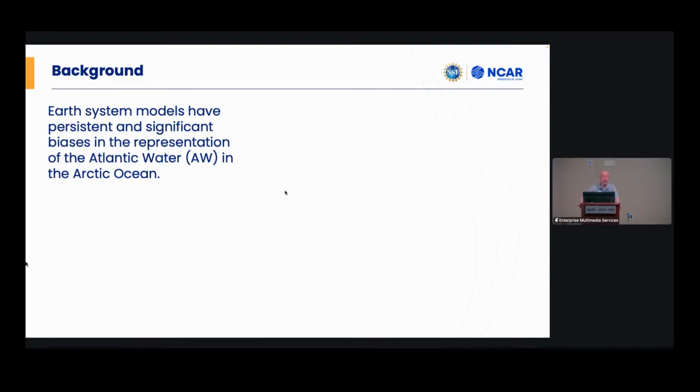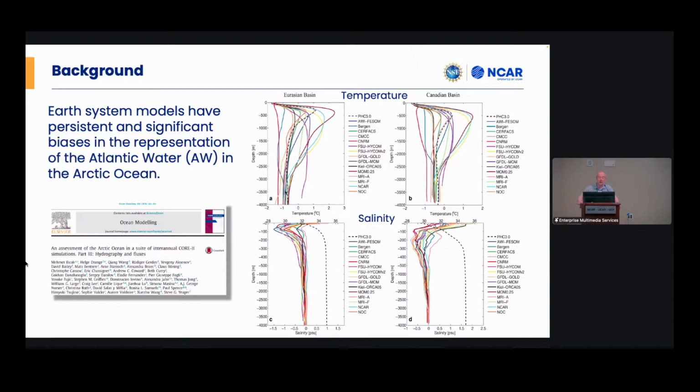Boy, I was wrong. So as many of you know, Earth system models have persistent and significant biases in the representation of the Atlantic water, and usually we'll refer to it in this presentation as AW, in the Arctic Ocean. And there are many published studies. This particular one is from 2016, led by Mehmet, showing the biases in temperature and salinity fields in their profile distributions from a large set of forced ocean sea ice simulations.